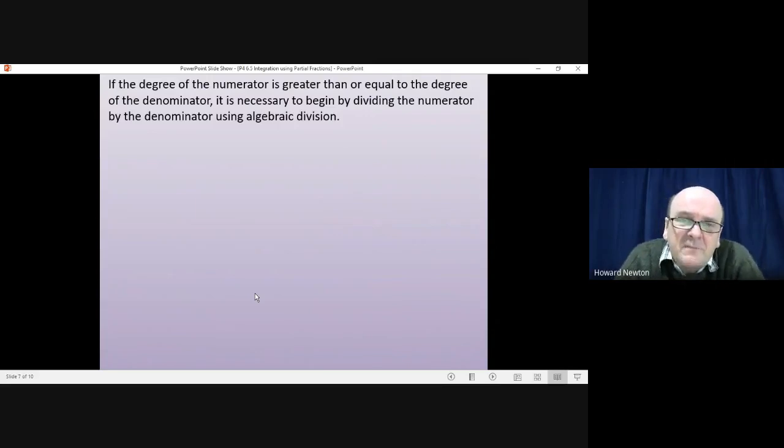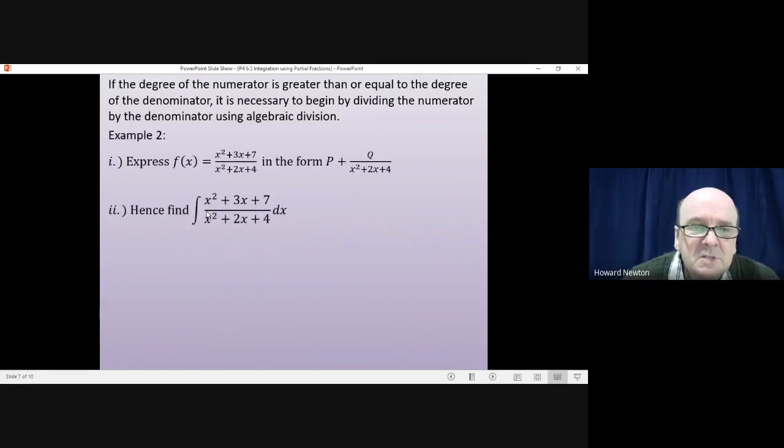Okay, if the degree of the numerator is greater than or equal to the degree of the denominator, it is necessary to begin these questions by dividing the numerator by the denominator using algebraic division. Now I'll have a look at an example to see what that actually means. So it's where you've got something like this. You've got f of x is equal to a quadratic over a quadratic. So the degrees are equal to each other. The numerator has degree 2, the denominator has degree 2.